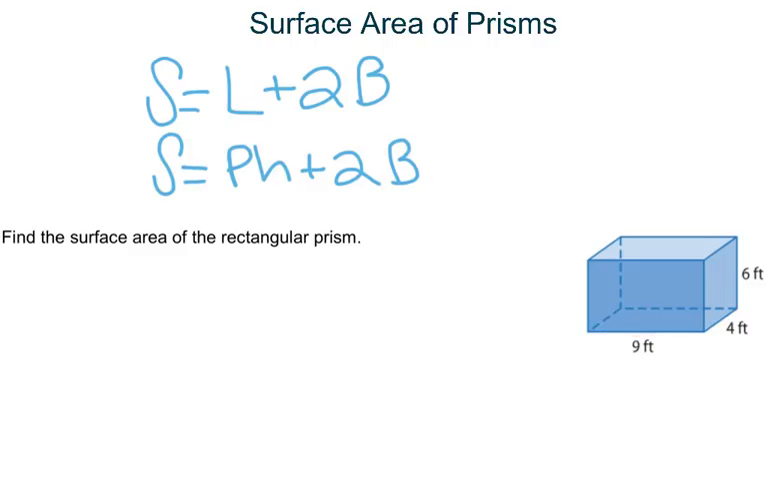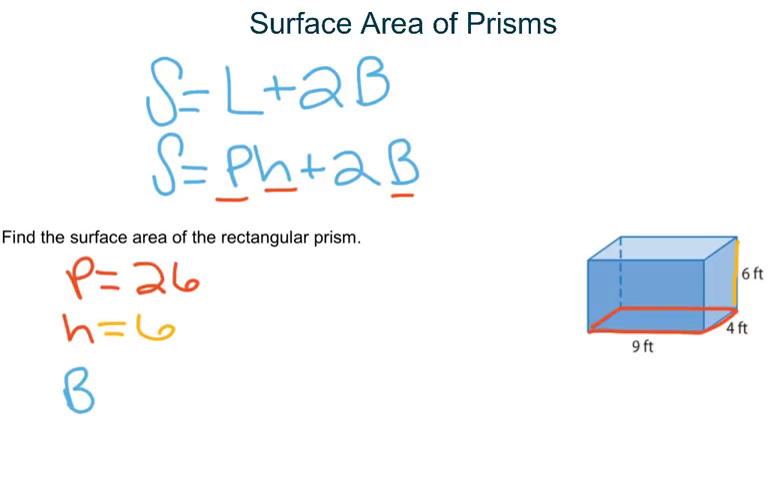So in this case, again, we're asked to find the surface area. And notice for surface area you have 1, 2, 3 variables to find. So the first is going to be perimeter. So the perimeter of this base, 9 plus 4 plus 9 plus 4, gives us 26. You have the height of the prism, which is in this case 6. And then we have the base area. Since it's a rectangle, it's just going to be length times width. So 9 times 4, which is 36.